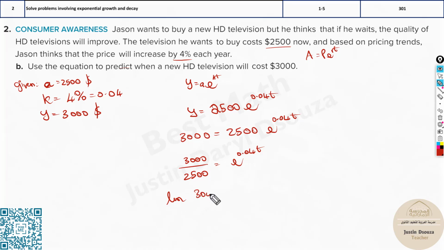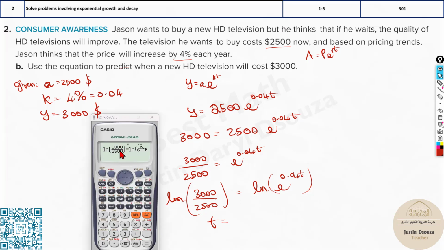So we'll have 3,000 divided by 2,500, which will be equal to the natural logarithm over here as well, 0.04t. Now we can just put this in the calculator and directly get the answer for t. That will be the time it will take for this television, if it increases every year at the rate of 4%, to reach 3000.